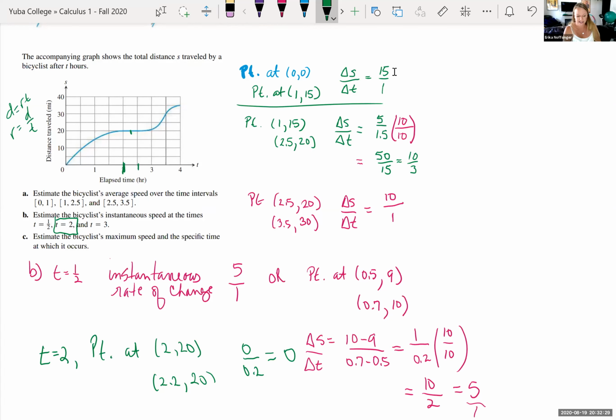And so basically this is telling us that while they were traveling on their bike, they stopped, they paused, they took a break. They didn't go any further. Their distance from where they started hasn't changed.